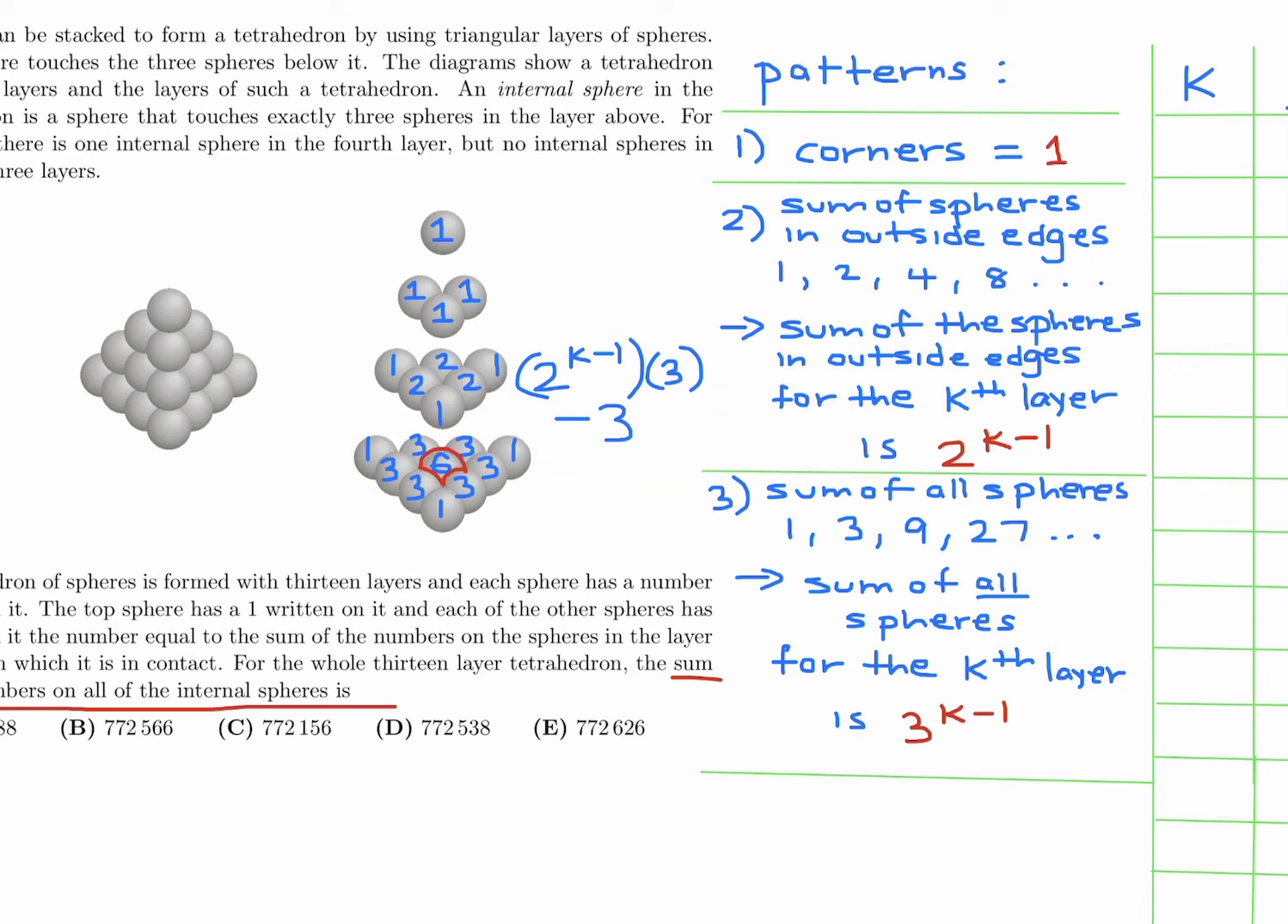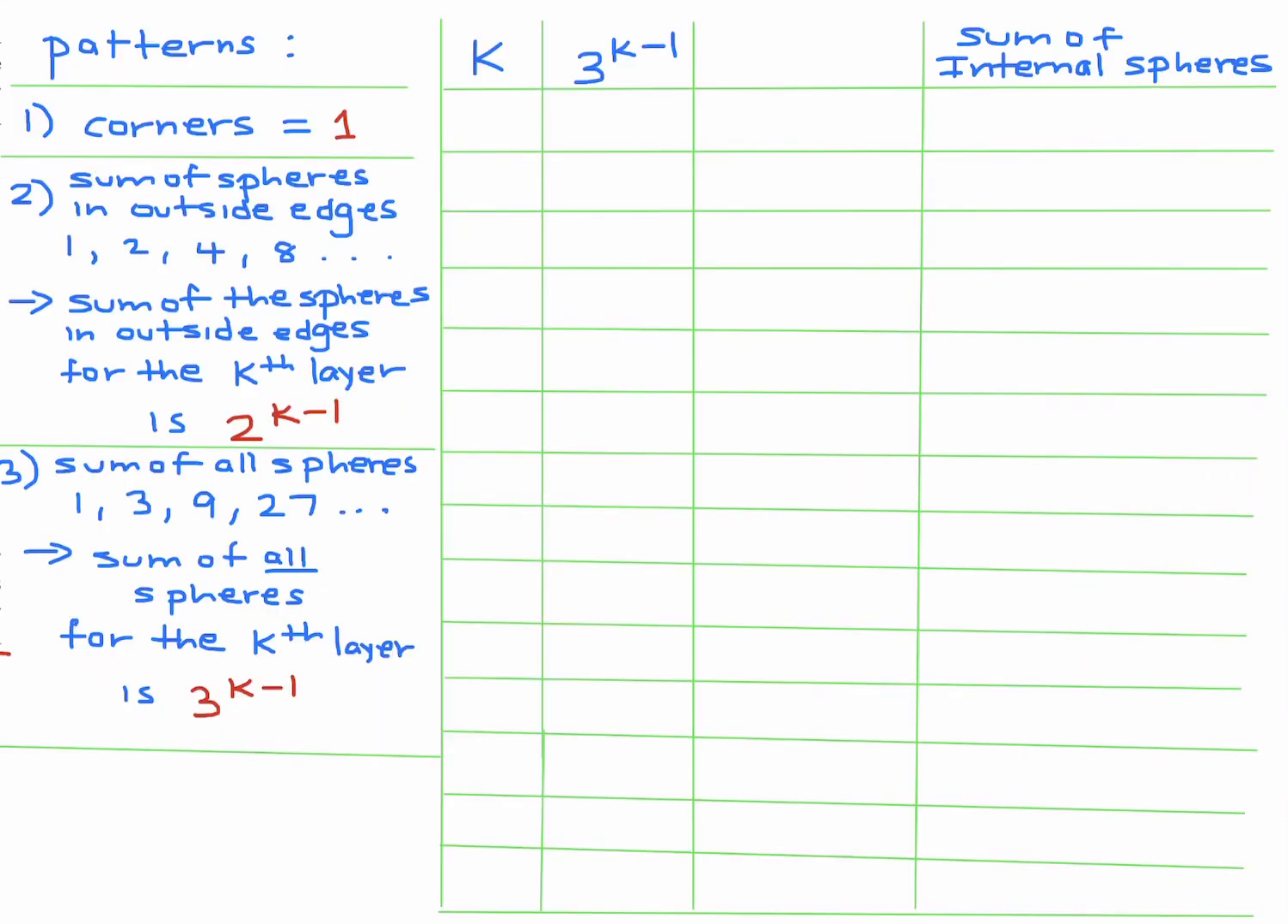So this formula gives me the sum of all the spheres in the outside edges. 2 to the k minus 1 multiplied by 3 and then subtract the 3 corners. So put that in here, 3 times 2 to the k minus 1, and then from that we subtract 3. And here we go. So we've got to do some math here. And I will just do a few.